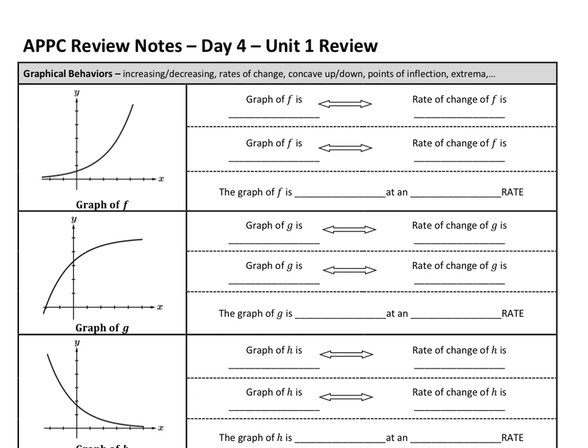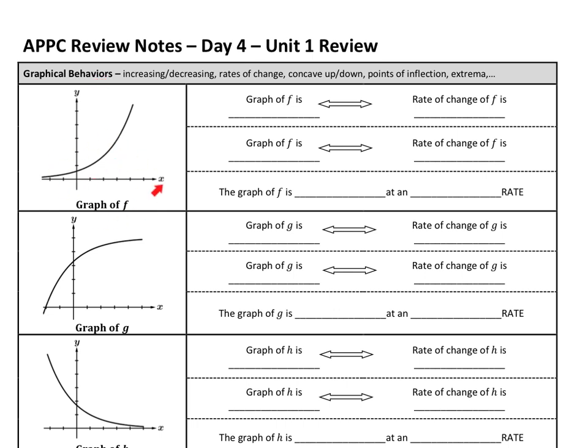So this can become a really good resource for you to quickly look at instead of going through all 14 topics of Unit 1. The first thing in Unit 1 is all about graphical behaviors. This gets confusing because you have to make sure you know if I'm asking about f or if I'm asking about the rate of change of f. So pay attention to what the question is asking.